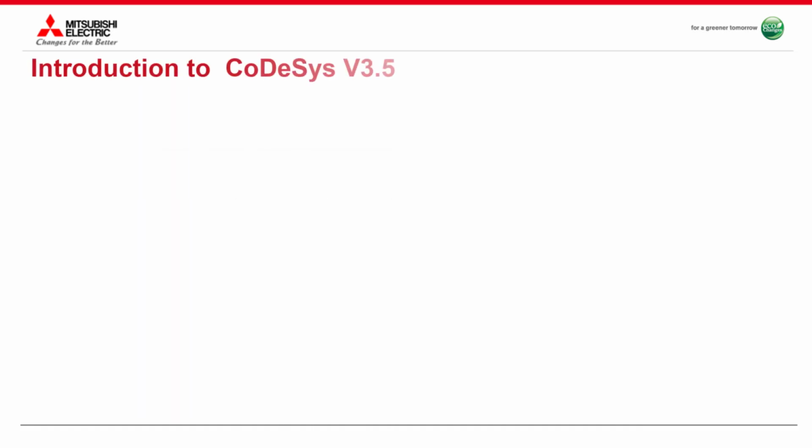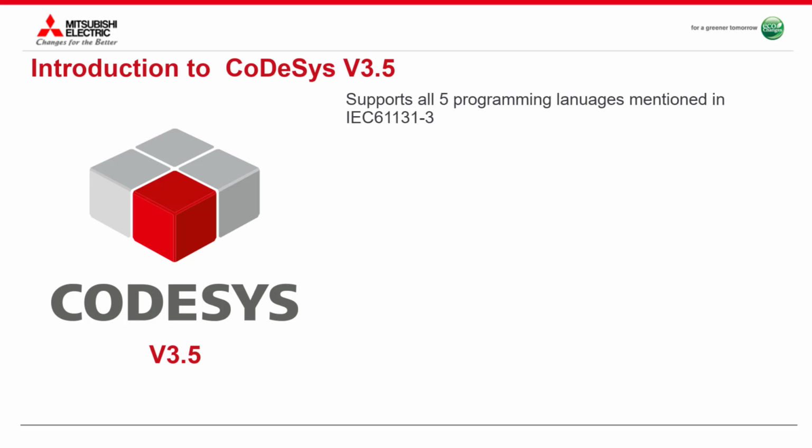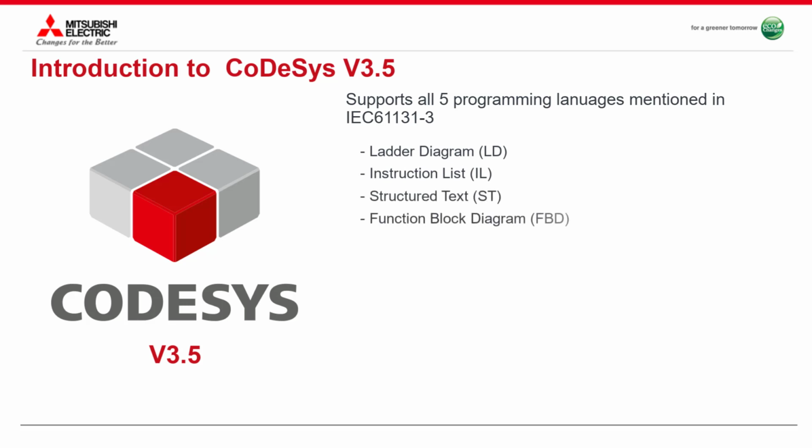Now we will get introduced to our new programming platform CodeZees v3.5. CodeZees is one of the most popular PLC programming software across globe. It supports all 5 programming languages mentioned in standard IEC 61131-3. Programming languages supported by CodeZees are ladder diagram, instruction list, structured text, function block diagram, and sequential flowchart. Apart from these, CodeZees also supports additional language continuous function chart.